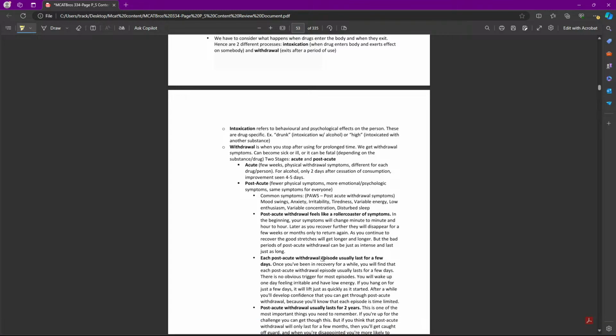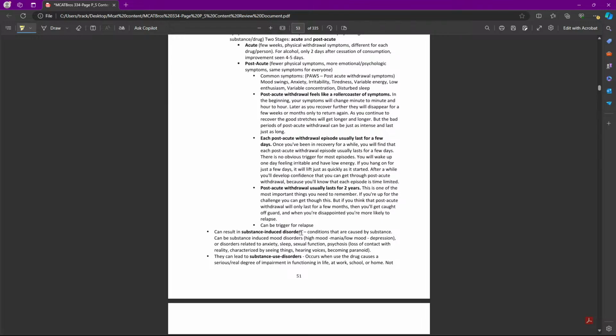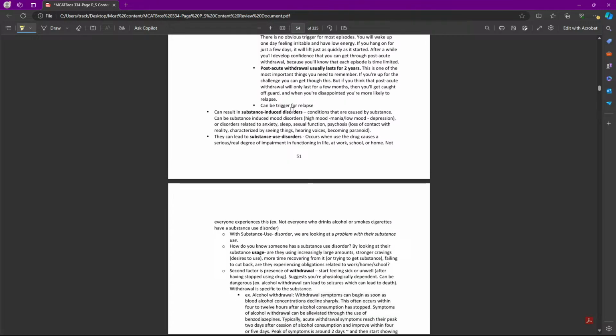As you continue to recover, the good stretches will get longer and longer, but the bad periods of post-acute withdrawal can be just as intense and just as long. Once you've been in recovery for a while, you'll find that each post-acute withdrawal episode usually lasts for a few days. So obviously, triggers for most events. After a while, you develop confidence that you will get through post-acute withdrawal. Post-acute withdrawal usually lasts for 2 years, which is just a synopsis of what it's talking about, that withdrawal can last for months or years. It can be a trigger for relapse.